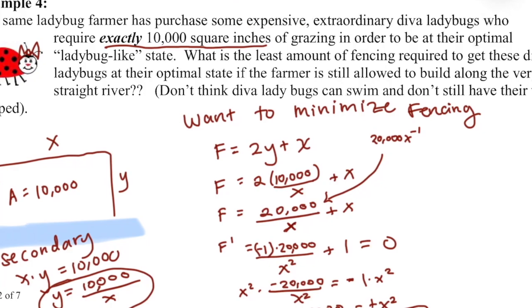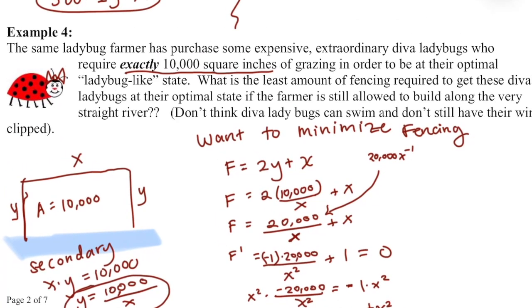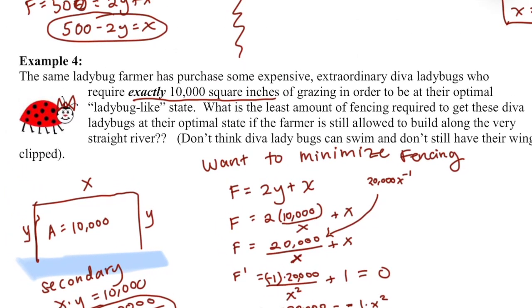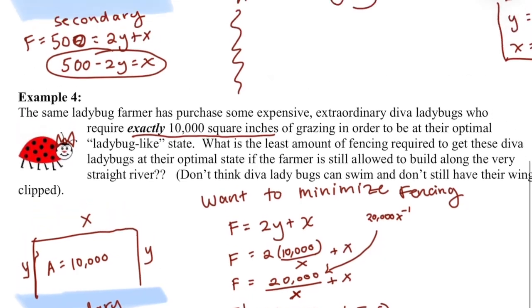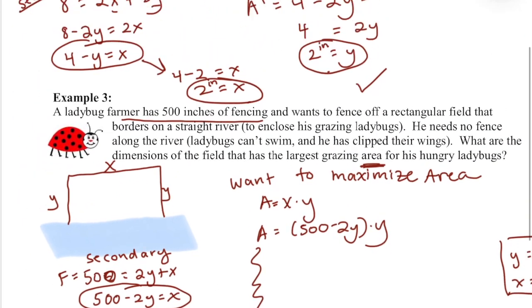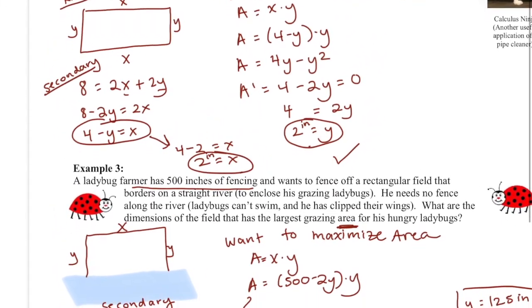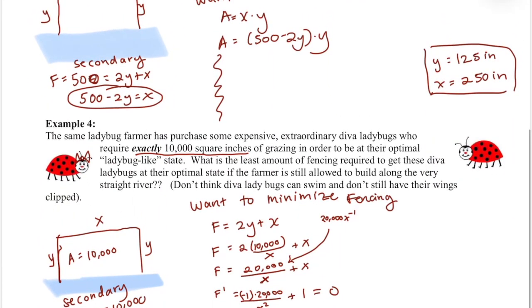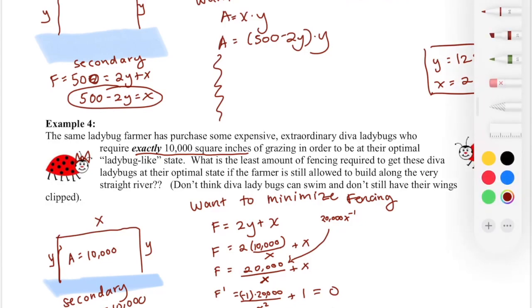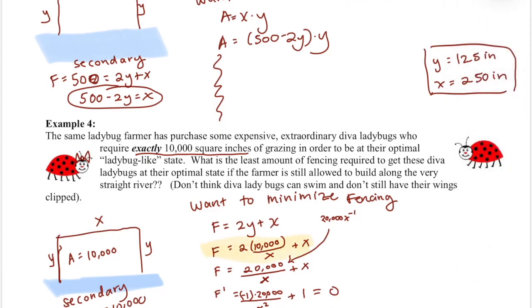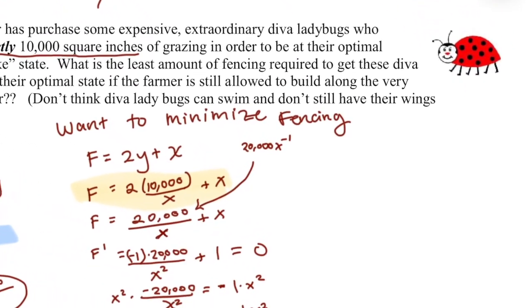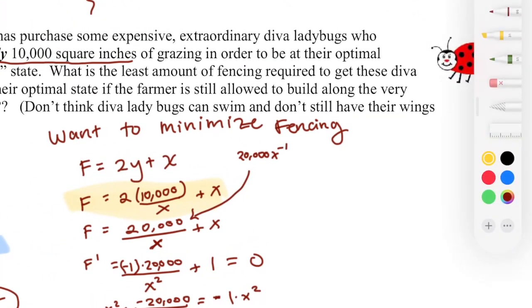Let me look back. What was this question asking me? So what is the least amount of fencing required? So I don't even actually have to solve for y. Some of your instincts based on what we did would be to plug this value of x in for y. And that's because all the other ones asked for the dimensions. So it said, what are the dimensions, which would be to find x and y. But this is asking me for the amount of fencing. So I can actually just plug my x value into this equation right here. So plug it into that equation that just has x, and then I'll solve for f. So that's what I'm going to do.